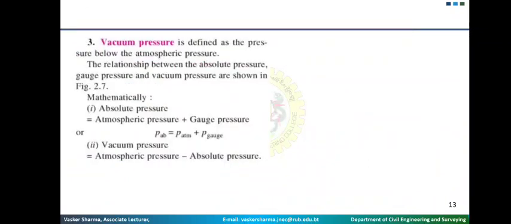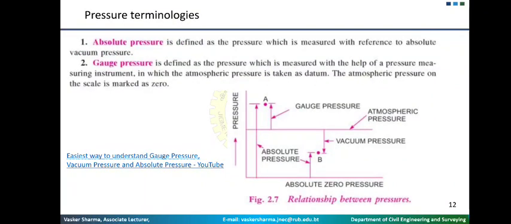And there is another one, vacuum pressure. Vacuum pressure is defined as pressure below your atmospheric pressure. If the pressure is measured above the atmosphere, it is gauge. If the pressure is measured below your atmospheric pressure, it is known as vacuum pressure. So that is your vacuum pressure.